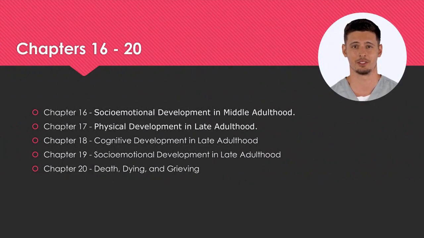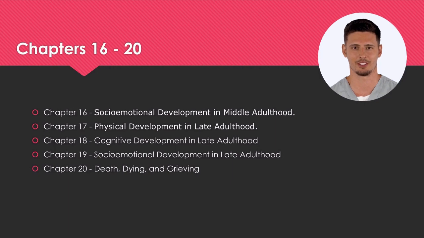Chapter 16 examines socio-emotional development in middle adulthood. We will explore how individuals continue to develop their sense of self, their relationships with others, and their sense of generativity during this period. Chapter 17 covers physical development in late adulthood.